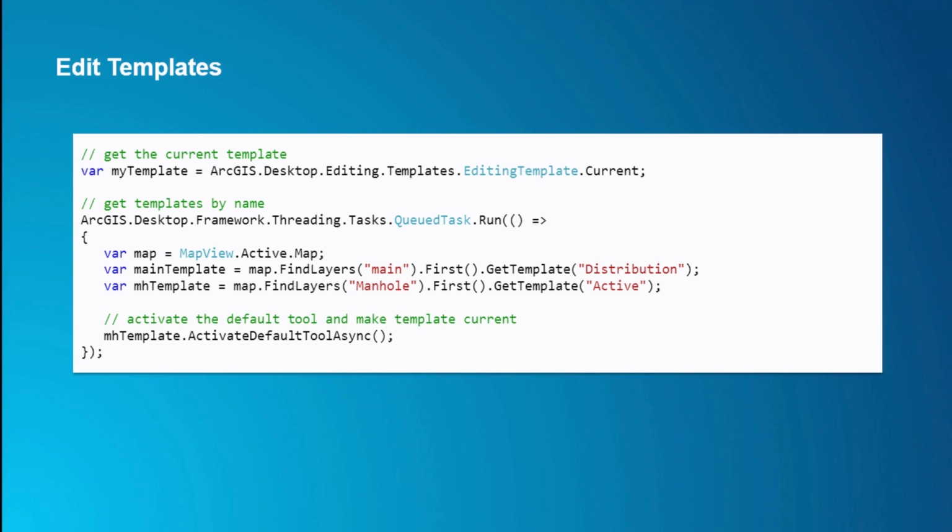We have the EditingTemplate.Current object, or you can choose to do map.FindLayers by name and then get a template by name. And once you have a template, the most common thing you're going to want to do is activate the default tool with the template and actually make that template current. And you do that with the ActivateDefaultToolAsync method.